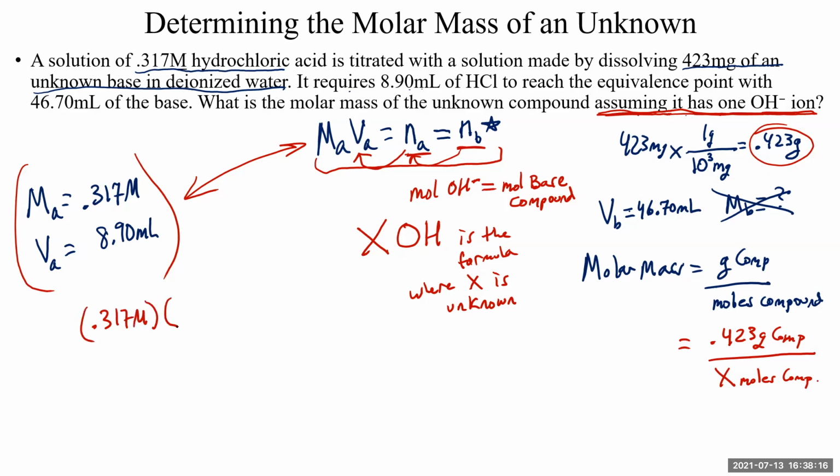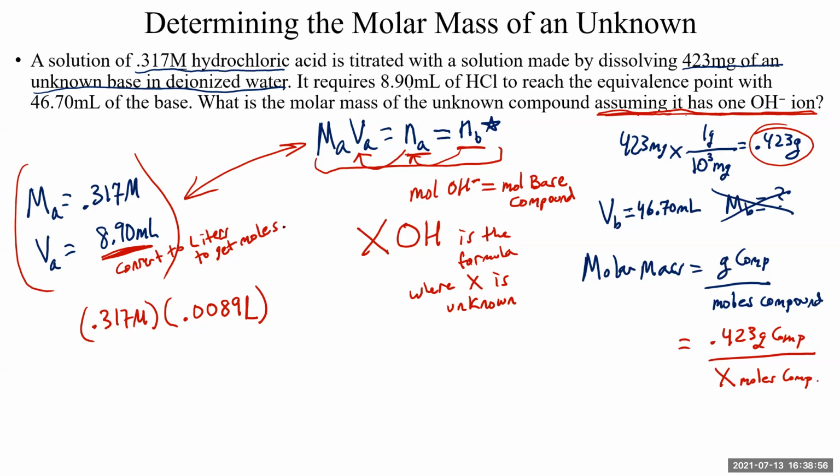Now this time I better convert, because I'm trying to calculate moles. So in this case, I better convert this to liters: 0.0089 liters. Convert to liters to get moles. It's not optional this time, because there is no right side of this formula that is going to cancel out our milliliters if we don't do this. So we better be very careful.